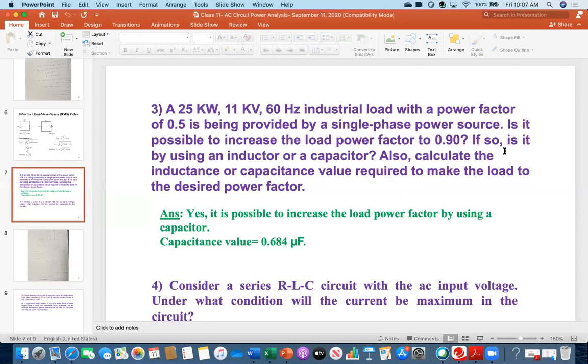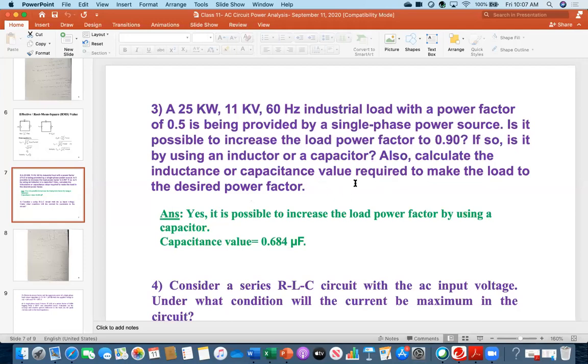Then I am asking, is it done by using an inductor or a capacitor? I think now everybody understands it is by using a capacitor. So that's why I have written the answer: yes, it is possible to increase the load power factor by using a capacitor. The next question is to calculate the capacitance value required to make the load power factor the desired power factor, which means 0.9.